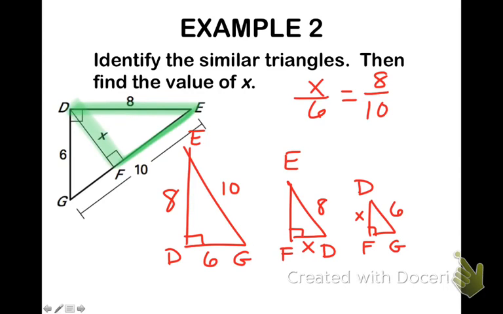Would it be possible to use the last one and the first one? Would you still be able to do a proportion? Yes. We could do X over 8, and equal it to 6 over 10. Do you still get the same cross products? Yeah, you do. All right, so let's go ahead and solve that. So 10x equals 48. X equals 4.8.